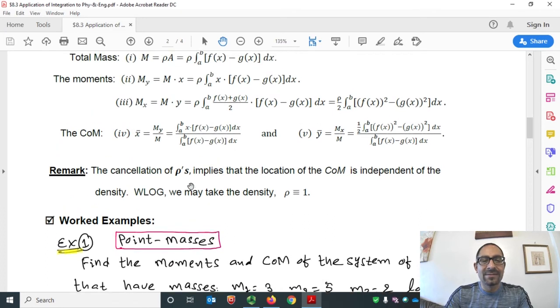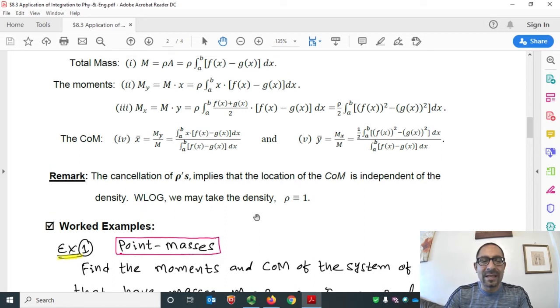The cancellation of rho implies that the location of the center of mass is independent of the density. So without loss of generality, we may take the density rho equals 1 in our computations. Awesome. Now let's move on.